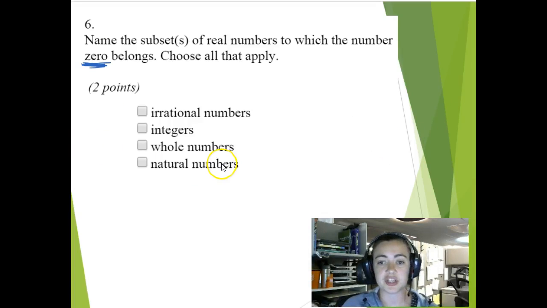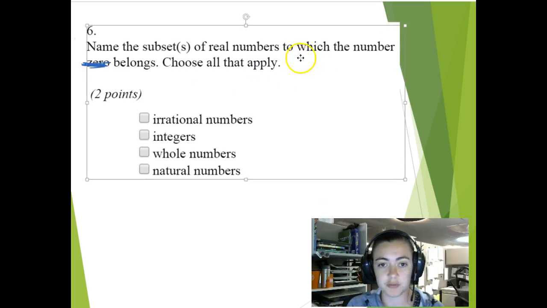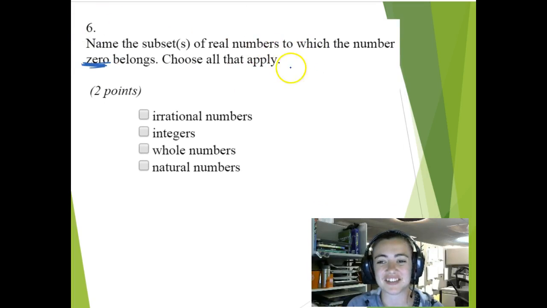So for this question here, is 0 an irrational number? Nope. You can write it as just 0. You can write it as a fraction. So it's not an irrational number.